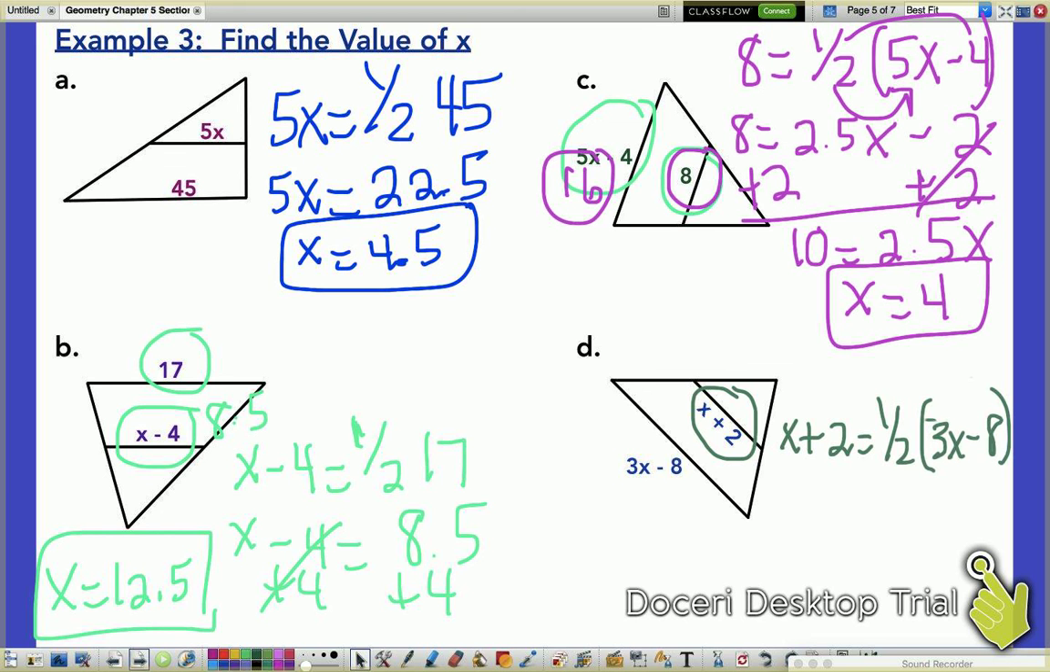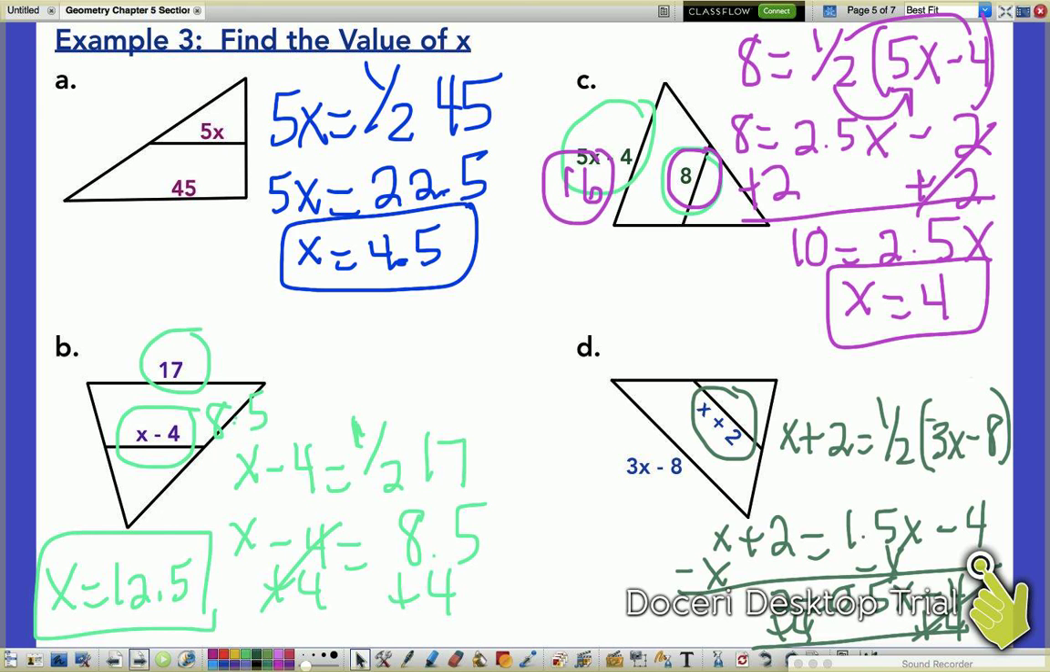Okay, so x plus 2, half of 3 is 1.5, half of 8 is 4. Okay, I'm going to minus x first. And I get 0.5x minus 4. Add 4. Okay, I'm going to do it over here. Then I get 6 equals 0.5x and divide. And x is 12.